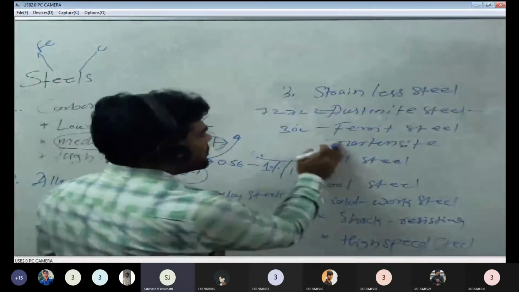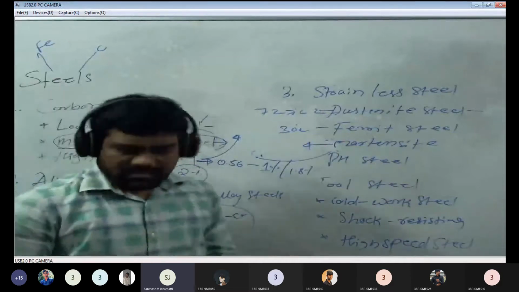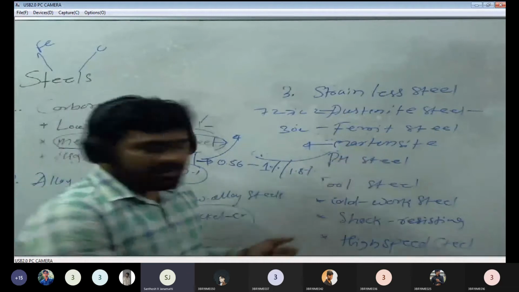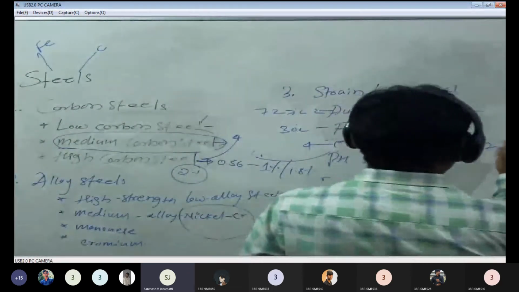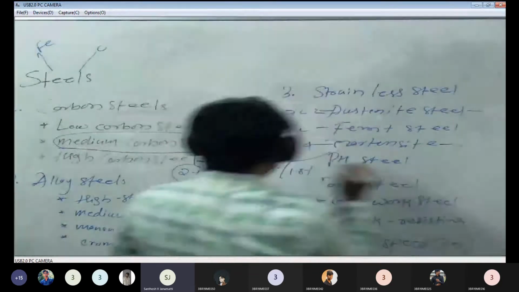And martensite steel. Martensite steel also belongs to heat treatment. Here we are heating the steel above 727 degrees Celsius.